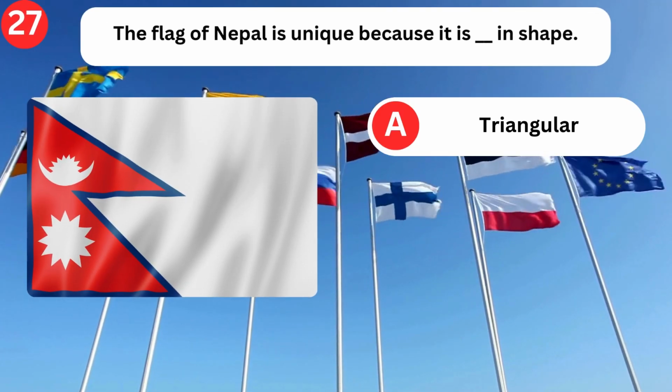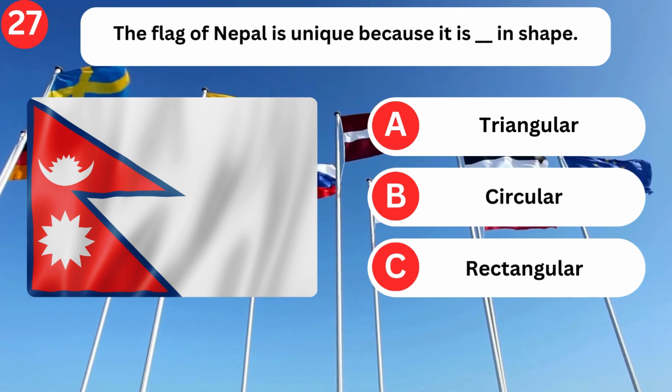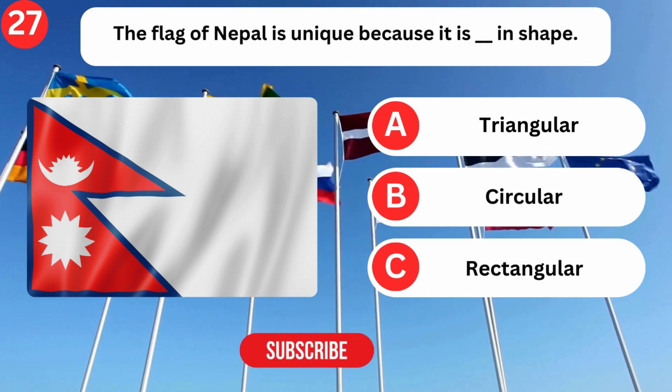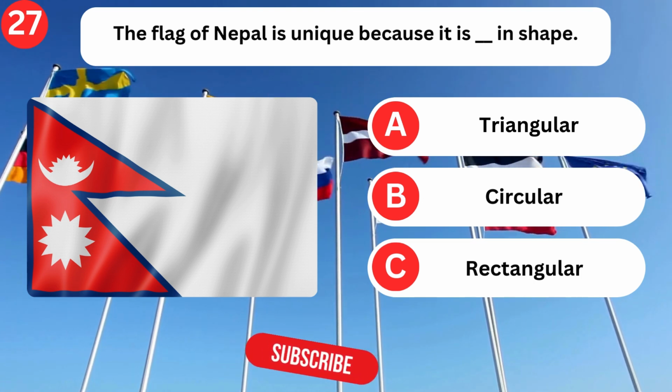The flag of Nepal is unique because it is in a shape: triangular, circular, rectangular. Triangular.